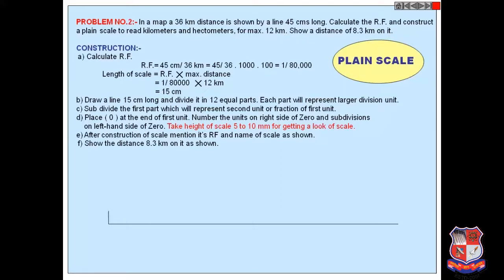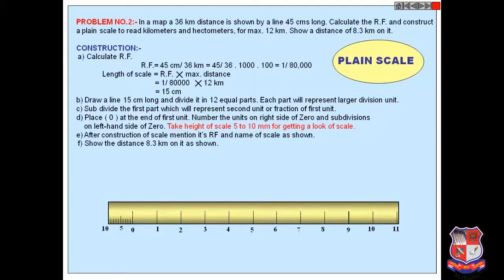Okay, so draw the line of 15 centimeter and divide it into 12 equal parts. Why do we have to divide into 12 equal parts? Because the maximum distance given is 12 kilometers. So we have to divide into 12 equal parts. Again, as in the previous problem, 1 2 3 4 5 6 up to 11, divided into equal parts. Again on the left side, 0 to 10, 0 1 2 3 4 5 6 7 8 9 10, divided into 10 equal parts.